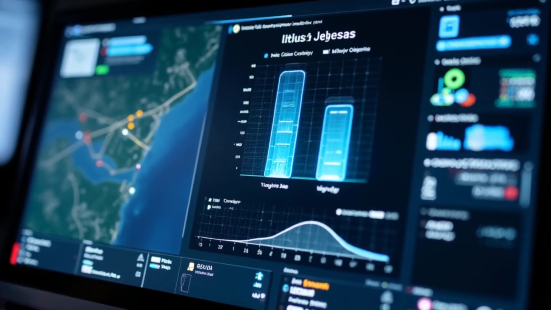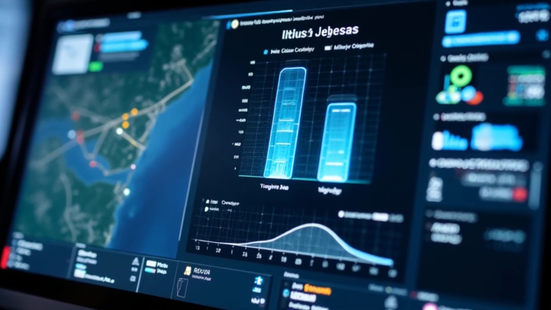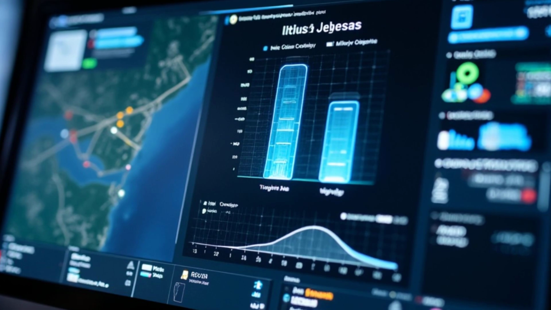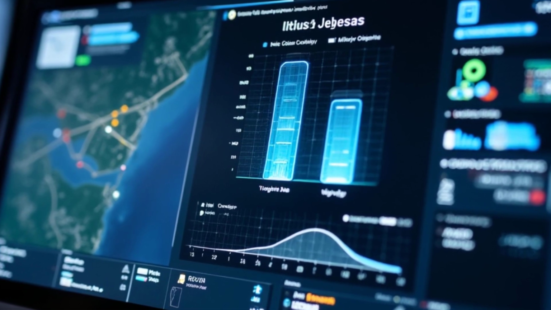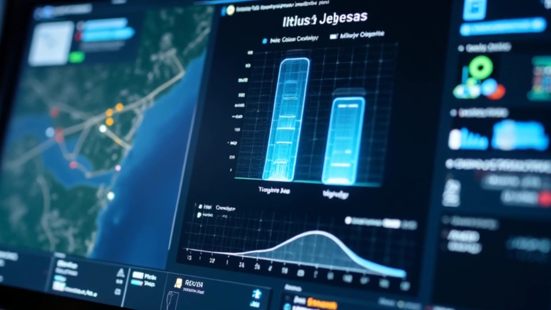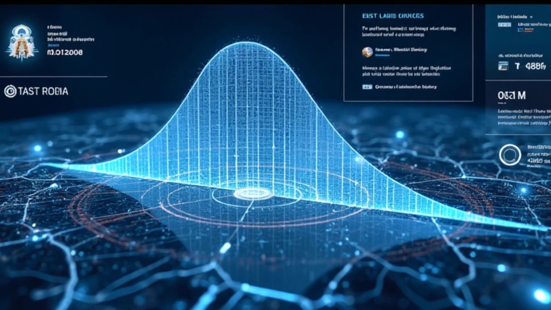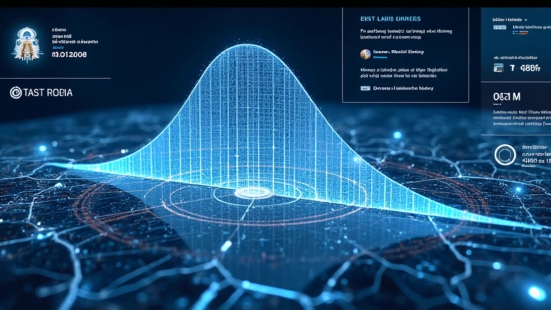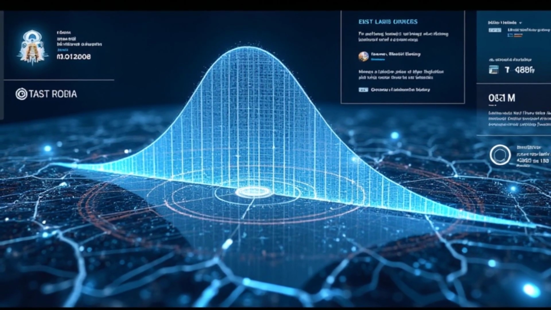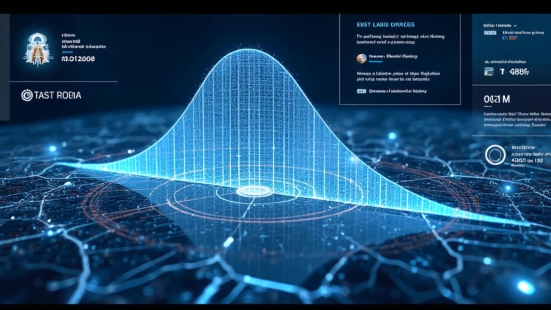Drone strikes are planned using statistical algorithms that weigh civilian casualties against military objectives. The mathematics have become more sophisticated, but the moral calculus remains unchanged. The bell curve appears in targeting software that helps missile guidance systems calculate blast radii and casualty probabilities.